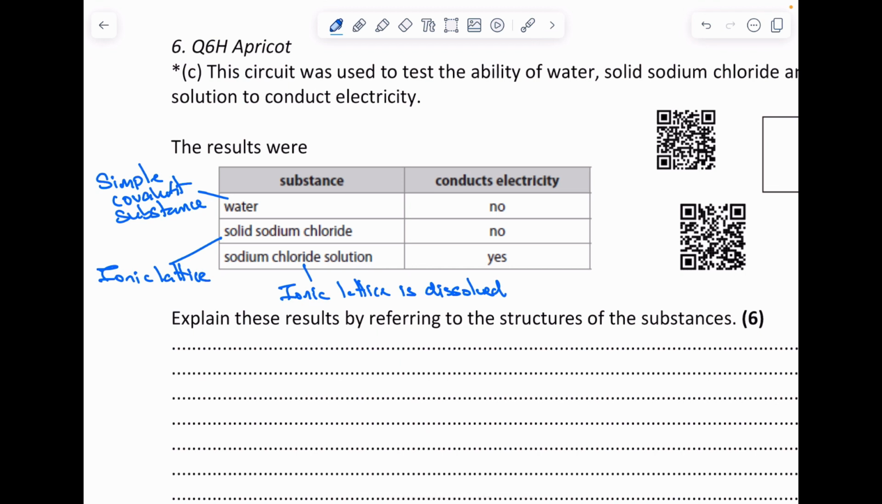My advice would be that this question is worth 6 marks. So let's split this into 3 parts. We've got part 1, talk about water. Part 2, talk about the results for sodium chloride. And then part 3, talk about the results for sodium chloride solution. So again, a bit of information to get you going. Pause the video here, have a go at the question, and then look at the answers, the mark scheme, once you have done that.